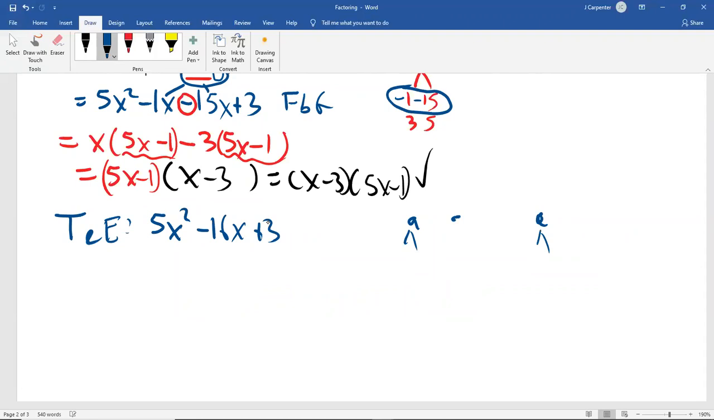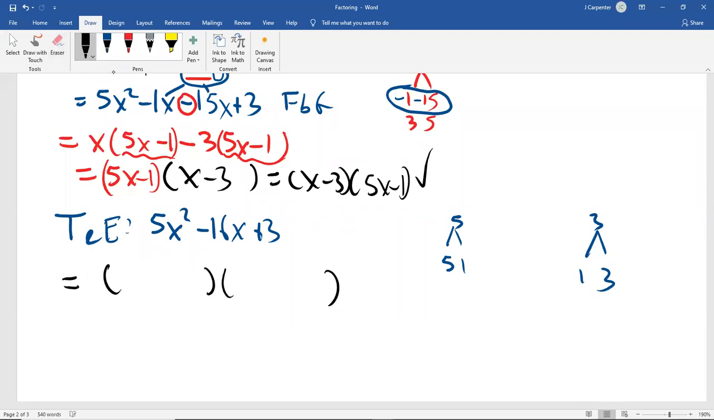So for the A, that's splitting up 5, which is 5 times 1. For the C, that's splitting up 3, which is 1 times 3. And then you're just going to use these numbers in pairs of parentheses. The 5 and the 1 would go with the x in the first slot. The 1 and the 3 would go just to the numbers in the second slot. But you have to swap things around. So it could be 5x times 1x.